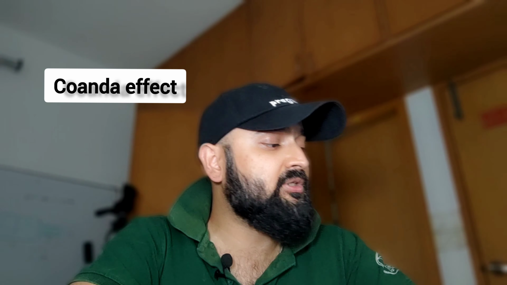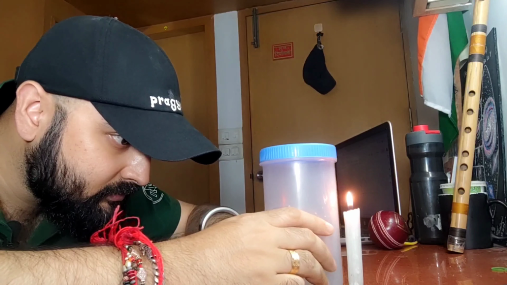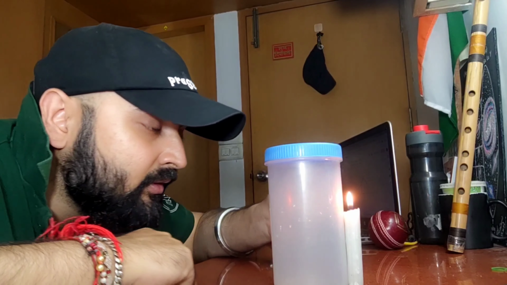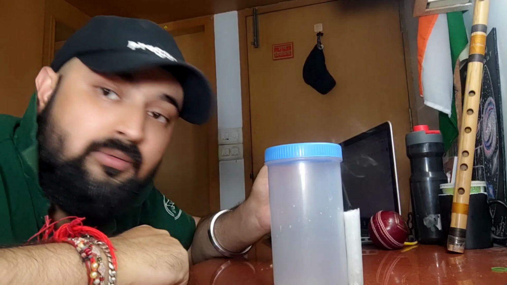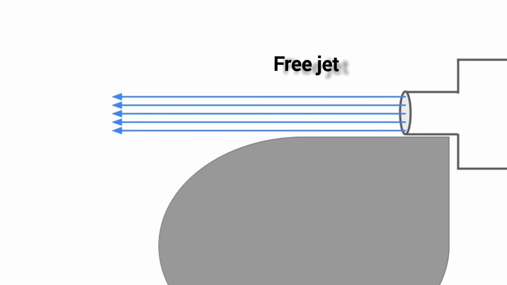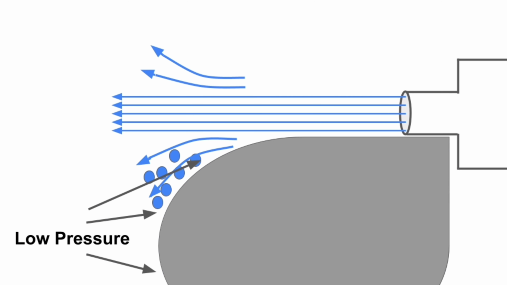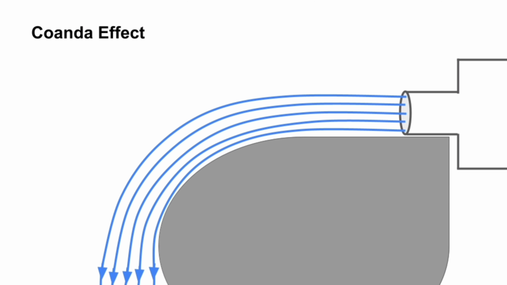Let me show you a demonstration of the Coanda effect. How did it happen? Let's discuss. If we blow a free jet near a smooth curved surface, the jet will remove the air molecules from its immediate surroundings. This is known as entrainment. Due to entrainment, a low pressure area will be created near the surface, and hence the jet will deviate and stay attached to the surface. This Coanda effect can explain the piece of paper demonstrations.